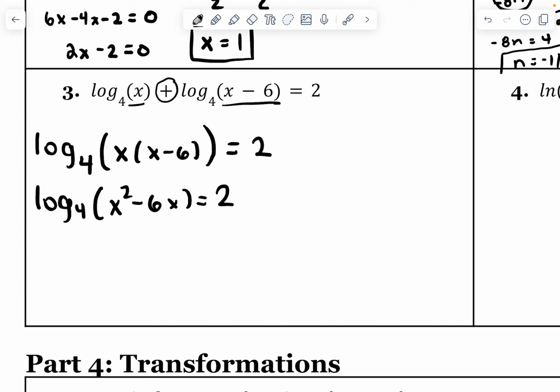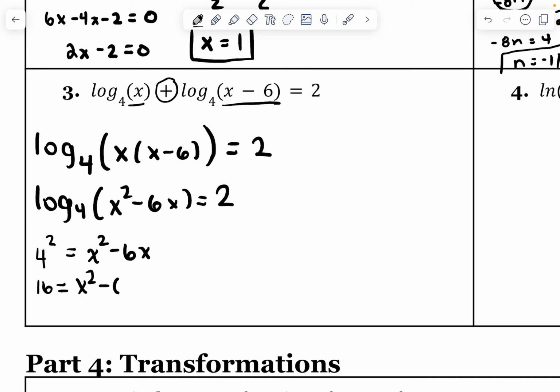This no longer works for us because we have an x, right? So what we're going to do is rewrite it in exponential form. What is your base? 4. What is the exponent? 2. And we're going to set that equal to the argument, x squared minus 6x. Okay, 4 squared is 16.